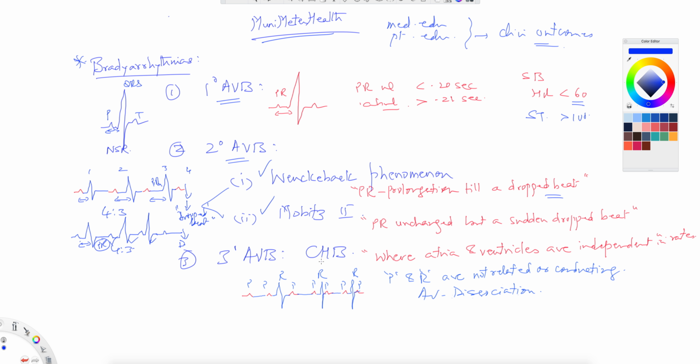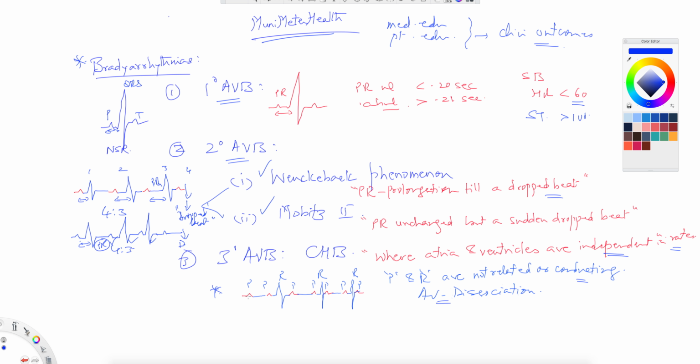A third degree AV block, I've shown it here now, is very, very important, where the atria and the ventricles are independent in their rates. They're going about in their own rates. So the atria don't know what the ventricles are doing, and the ventricles do not know what the atria are doing. So the P and the R are not related or conducting at all. In other words, it's called an AV dissociation.